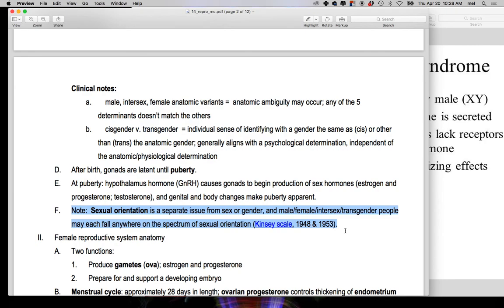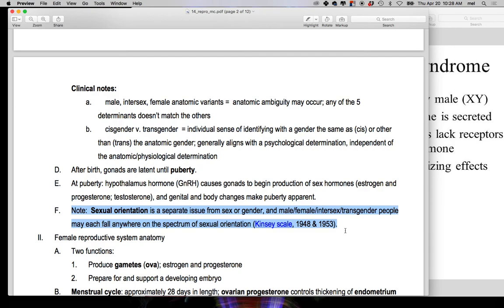Is there probably a physiological component? Yeah, there probably is. We don't know what it is. There is also a psychological component. And like with most psychological descriptions, it's probably nature and nurture. Probably both of them come together in a way that's really complicated. And male, female, intersex, transgender people can fall anywhere along the spectrum, and it is a spectrum.